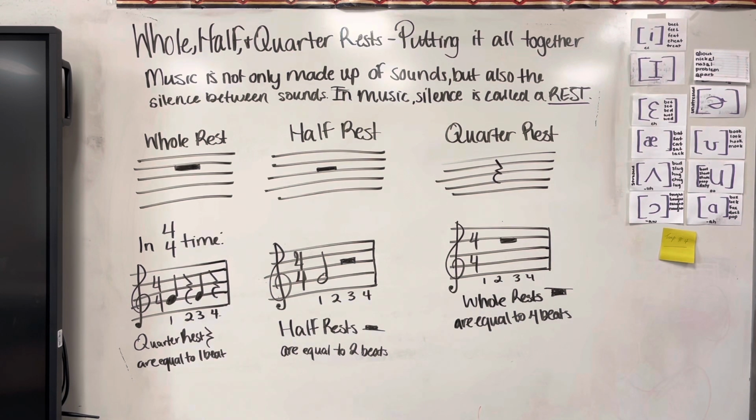The quarter rest, a little squiggly looking line over there, all right? The quarter rest is like the quarter note, but it's the opposite of the quarter note. The quarter note receives 1 beat of sound. The quarter rest receives 1 beat of silence, okay? So if you take a look down at the bottom, you can see my examples: all quarter rests are equal to 1 beat, all half rests are equal to 2 beats, and whole rests are equal to 4 beats.